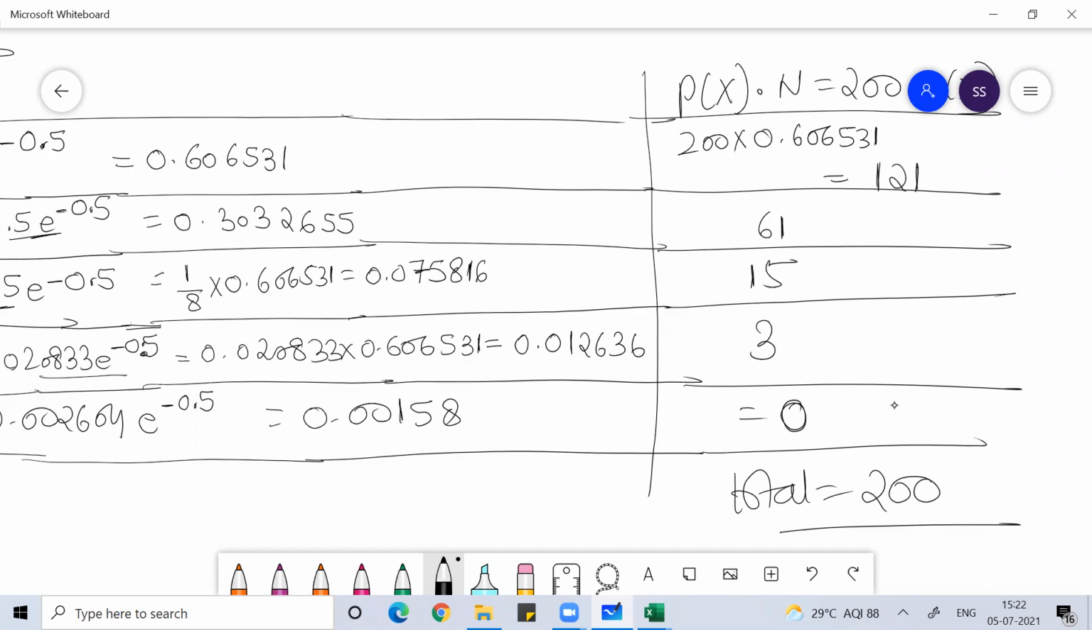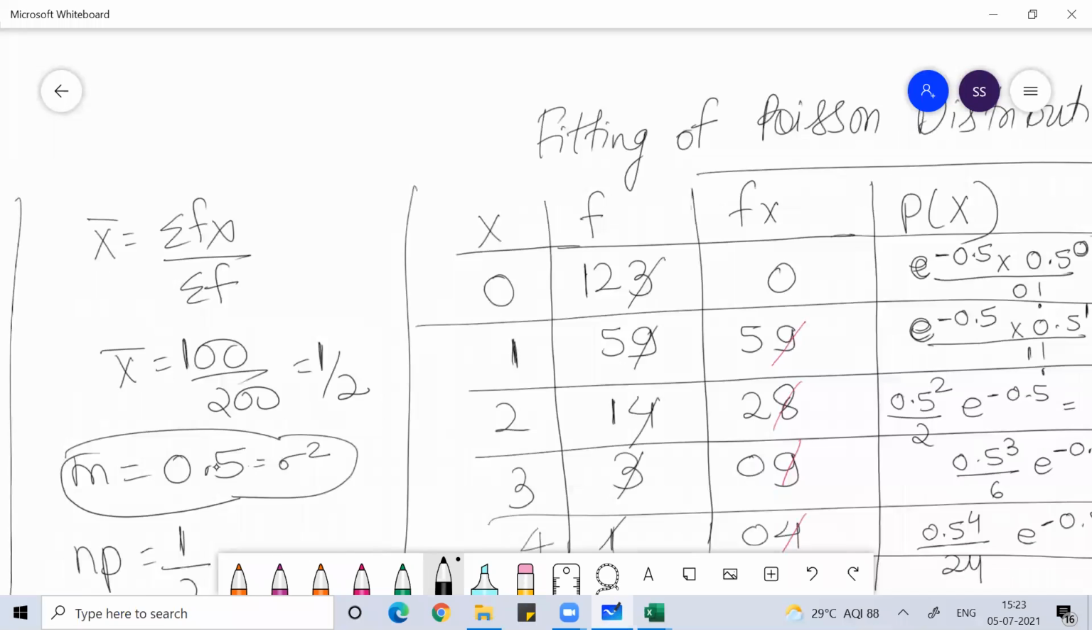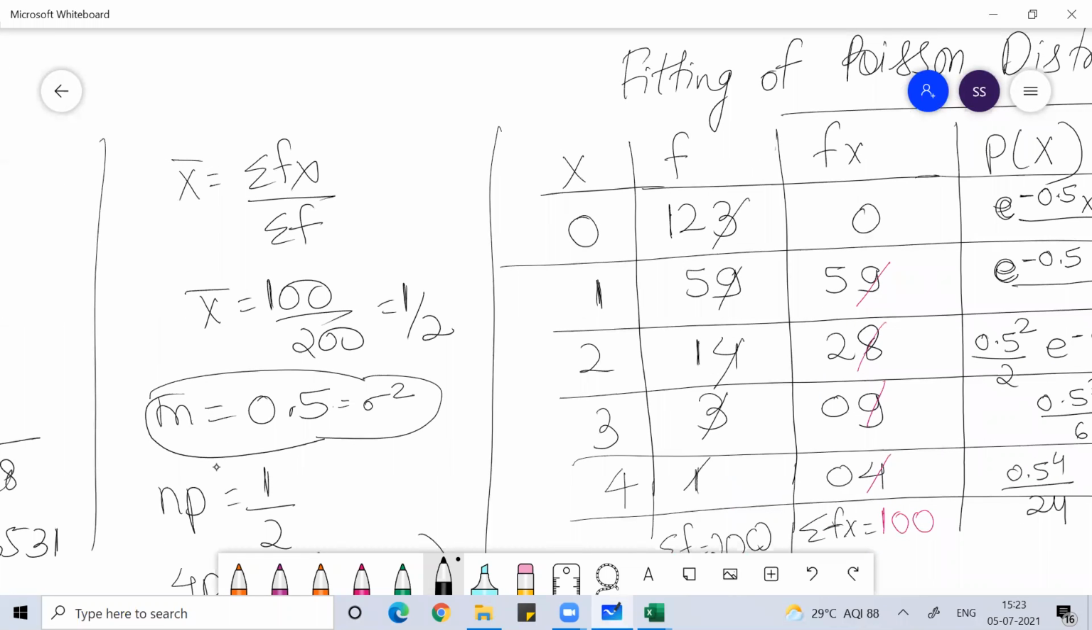So this is how we do the fitting with respect to the Poisson distribution. The only thing we need to calculate is the mean, and that mean we calculated by this formula, sum of fx by sum of f. Once we get the value of the mean, we can find the probability distribution. And once we find the probability distribution, we can find the expected frequency values.